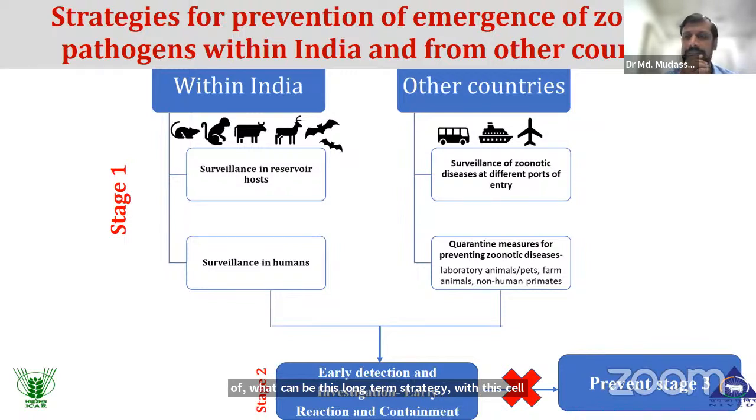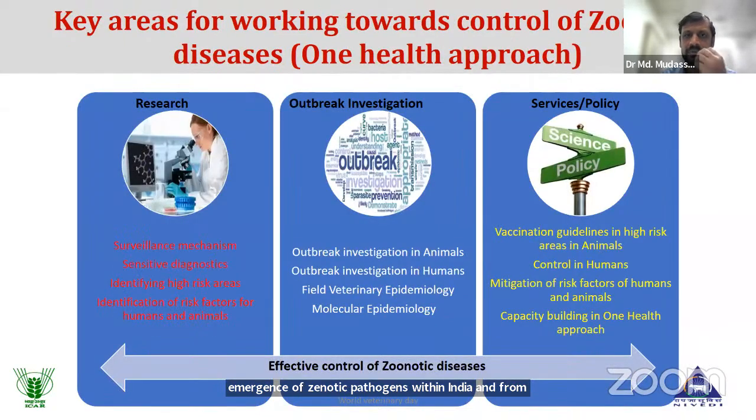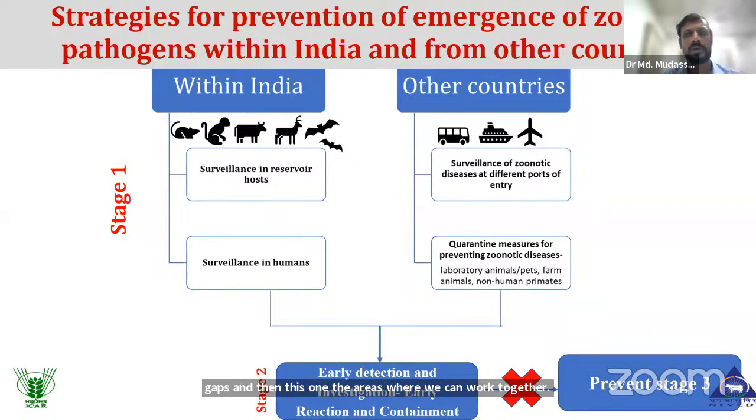With this I'll try to summarize now. In terms of strategies for prevention of emergence of zoonotic pathogens within India and from other countries, previously I was talking about the gaps, and then the areas where we can work together. But if you want to see how the strategy should be for prevention of any zoonotic diseases, I have made it in a way to show how, within India, there are a lot of zoonotic diseases, how we can prevent them in animals, and also prevent the spillover into humans.